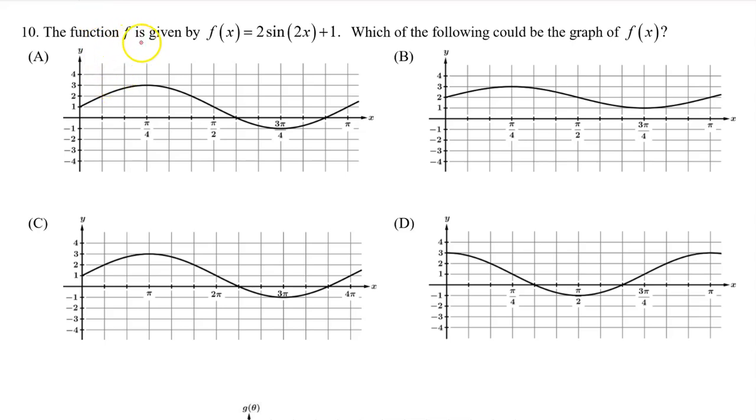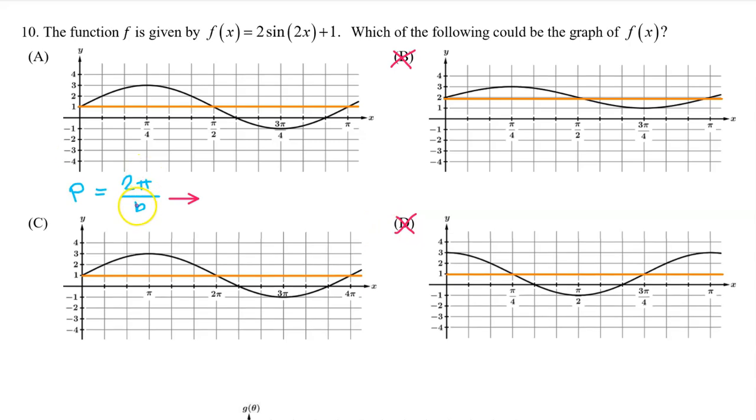Number 10. The function f is given by f of x equals 2 sine 2x plus 1. Which of the following could be the graph of f of x? Based on the d value, the midline is y equals 1. So option B is out. Function f has no phase shift, so we are looking for a graph that looks like the parent function for sine right from the start. Option D looks like a cosine function, so D cannot be the answer.